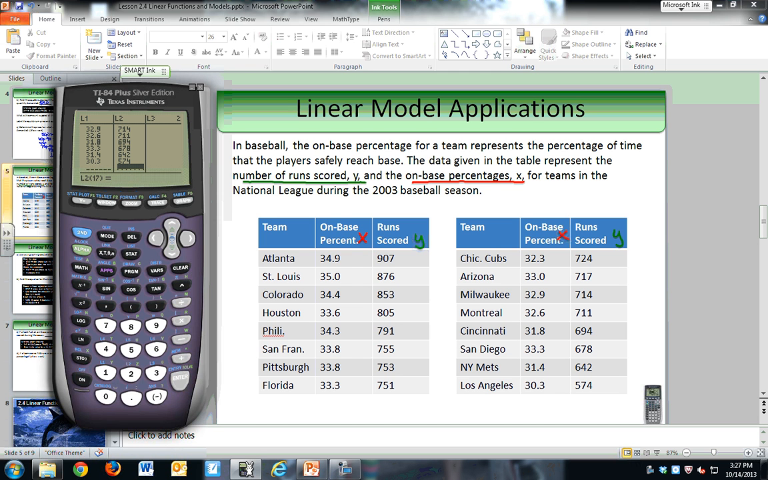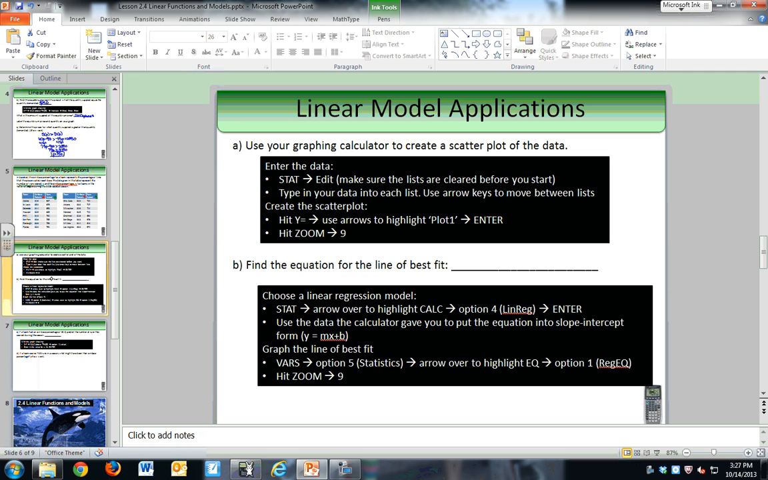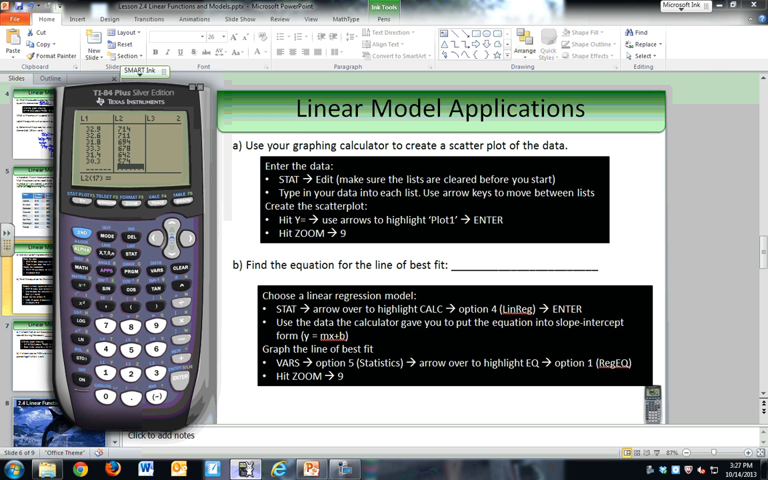Okay, so going back to our directions here. After you type the data into each list, we're going to create our scatter plot. So we've already done enter the data. Now we're going to create the scatter plot. So you go to Y equals, clear out anything that you have. Use the arrows to arrow up and highlight plot 1, hit enter. Okay, that turns our plots on.